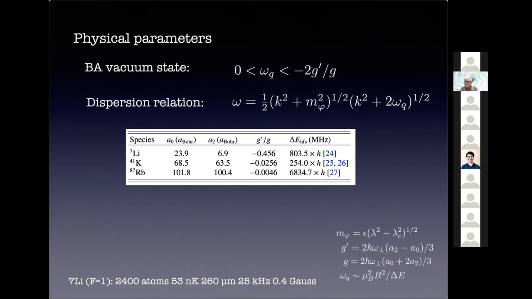Silke, do you have a question? Yeah, just a quick one. Why is it rubidium 87? Is it because of its tunable interaction strengths, or why are they favoring this one?